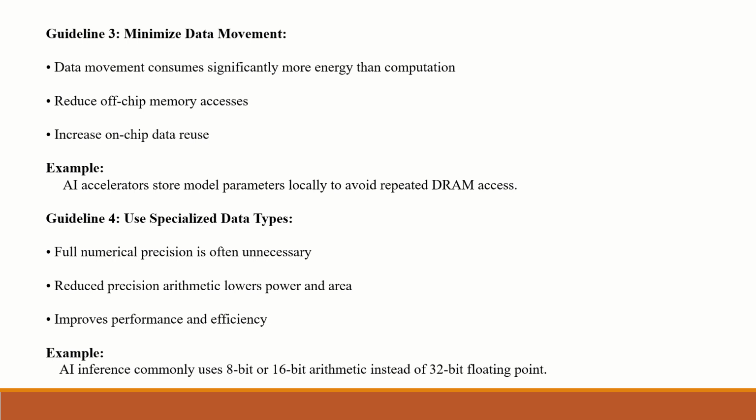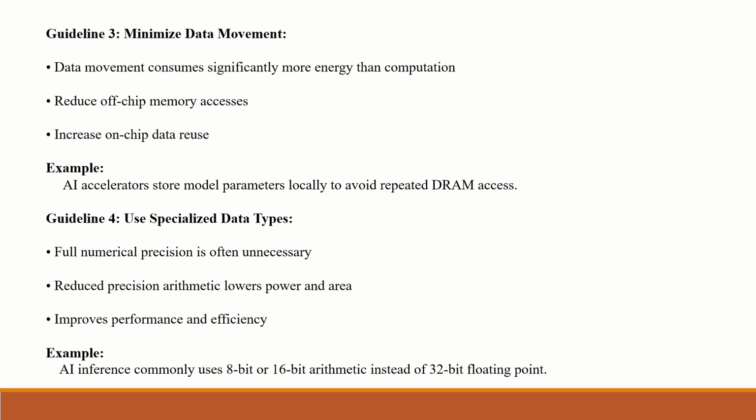Guideline 3. Minimize data movement. Moving data from memory uses more power than processing data. So whenever you try to move data from memory, it uses more power than processing the data. So the DSAs try to reduce the data movement between systems, processors, etc. So they reuse the data and keep it close to the processor. Example, the AI accelerators store model parameters locally to avoid repeated DRAM access.